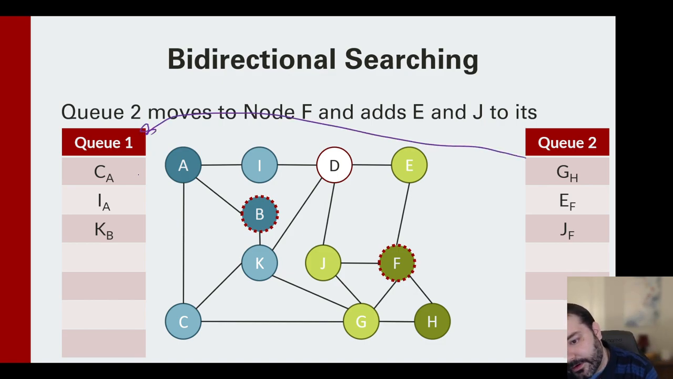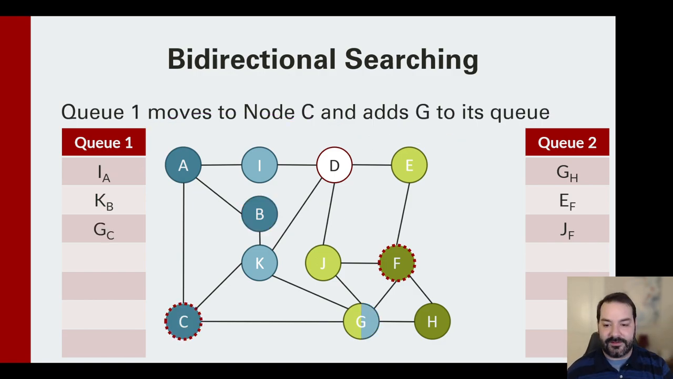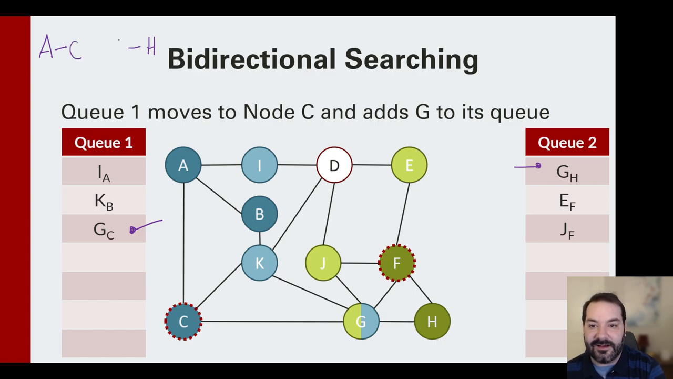Back to Q1. I see that C is the next one in the route. I remove it. Now, one thing to note: just because G is in both of the queues, we are not done. Being in the queue just means it's in line to get considered, but it's not in our pathways. Again, we have a pathway, A to H, and so, yes, we are in this route of, I see that C is going to get me there.